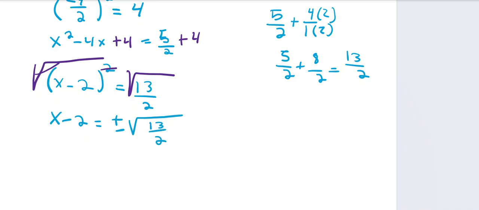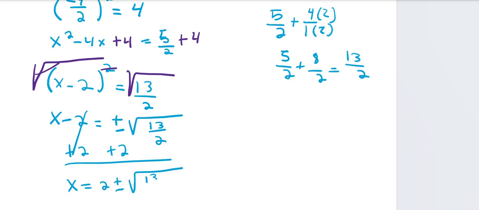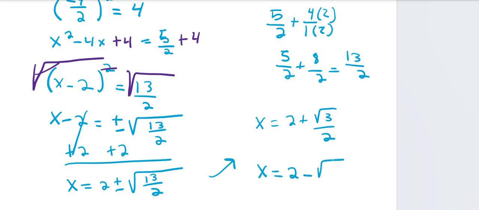Okay. Again, we are solving for x, so I need to make sure I add this positive 2 to both sides. So I have x equals 2 plus or minus square root of 13 over 2. If you rewrite this as both answers, you have x equals 2 plus square root of 13 over 2, and x equals 2 minus square root of 13 over 2.